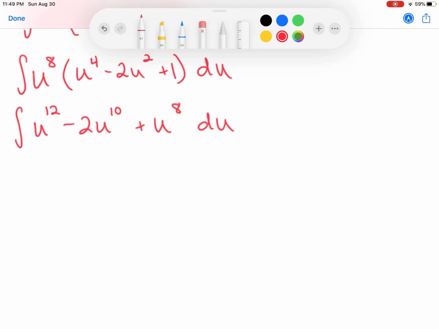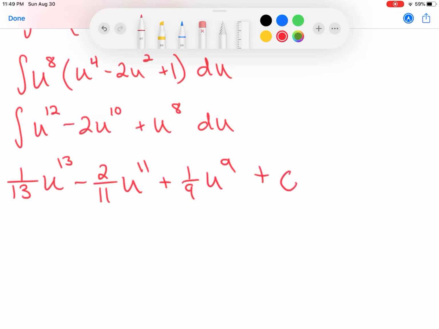Now antiderivatives, right? So we are going to have 1/13th u to the 13th minus 2 divided by 11, u to the 11th, plus 1 over 9, u to the 9th, and then our plus c. Can we leave it like this? No, we cannot. If this was your problem in WebWork, it's not going to like it. You need to rewrite things in terms of the original variable.